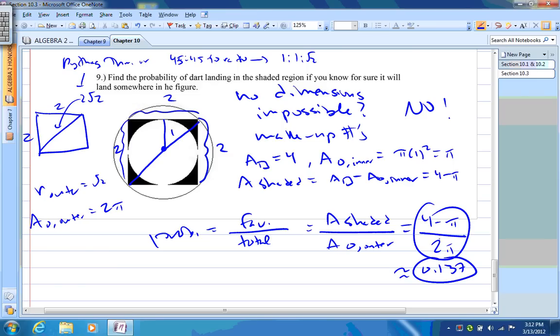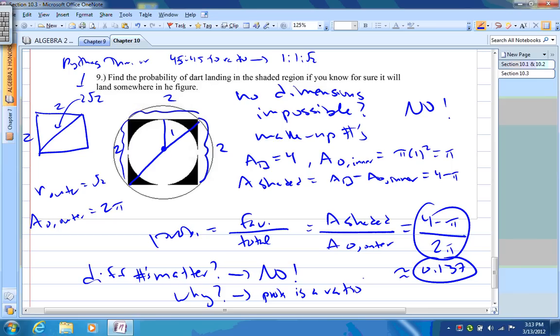0.137. Someone might ask, what if I chose different numbers? Would it matter? No. Why? Because probability is a ratio. And so if you make one thing bigger, the other stuff will also get bigger too, so it all will work itself out. So that's why it wouldn't matter what number you chose.